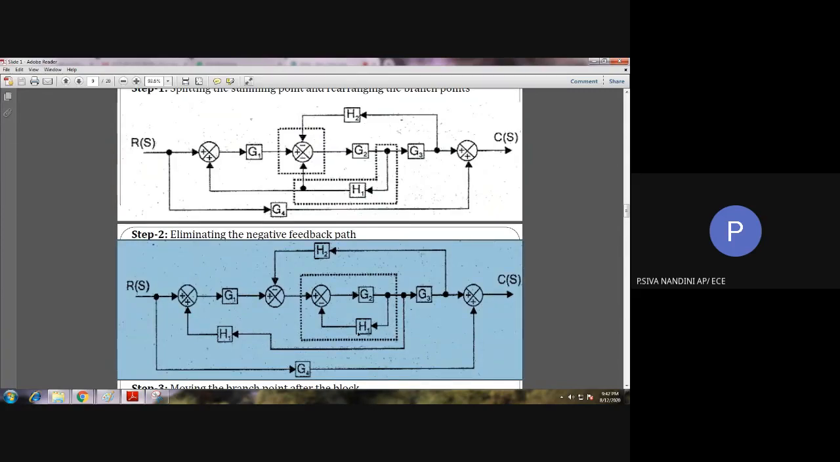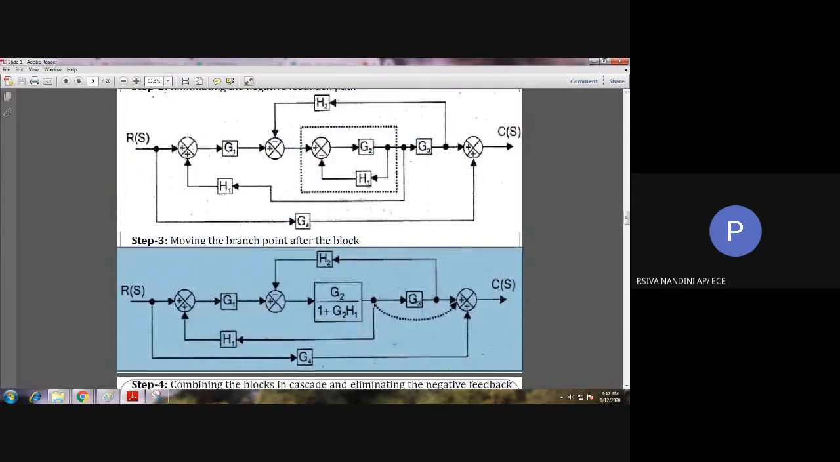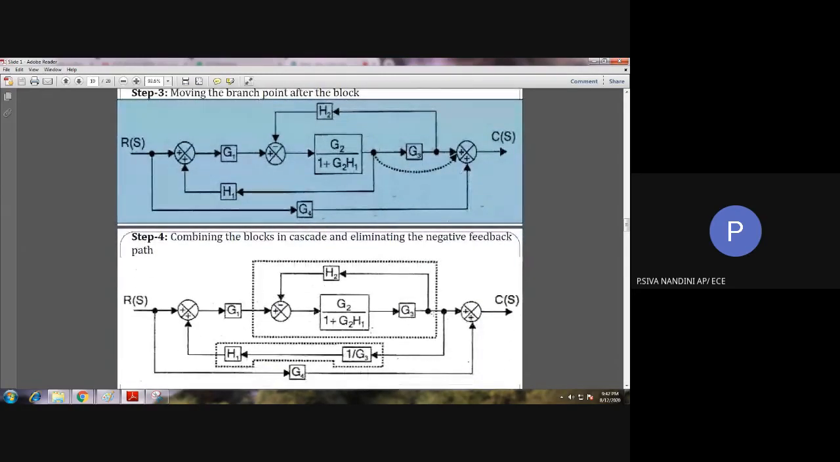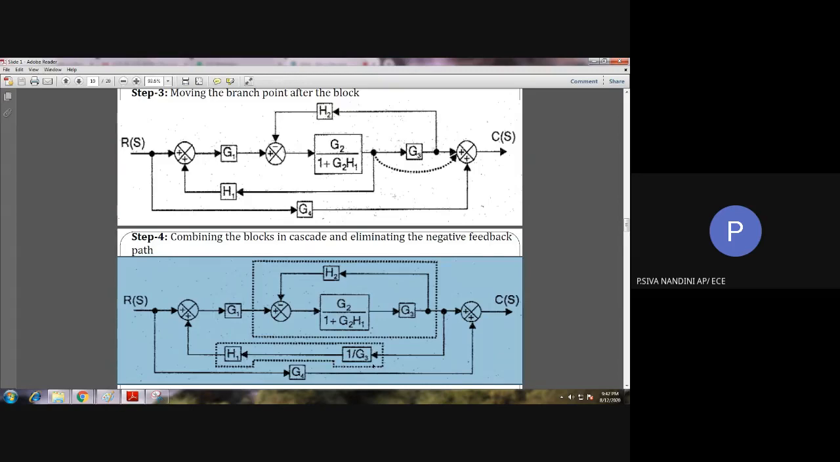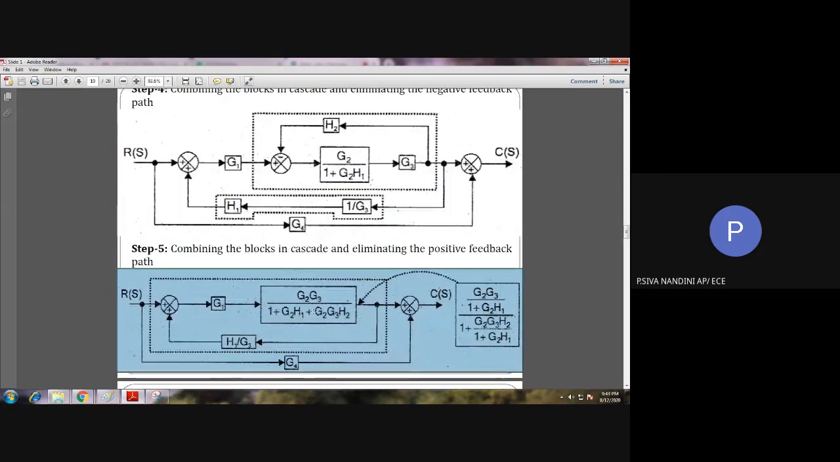And then we are reducing the obtained negative feedback loop. After that, we are moving this branch point after the block G3. For moving the branch point after the block, we need to include 1 by that block in the branch point path. So it is included in step number 4. See here in step number 4, we have a negative feedback loop, and also a series combination on the two sides. So we can simplify those, and we obtain this block as shown in step number 5.